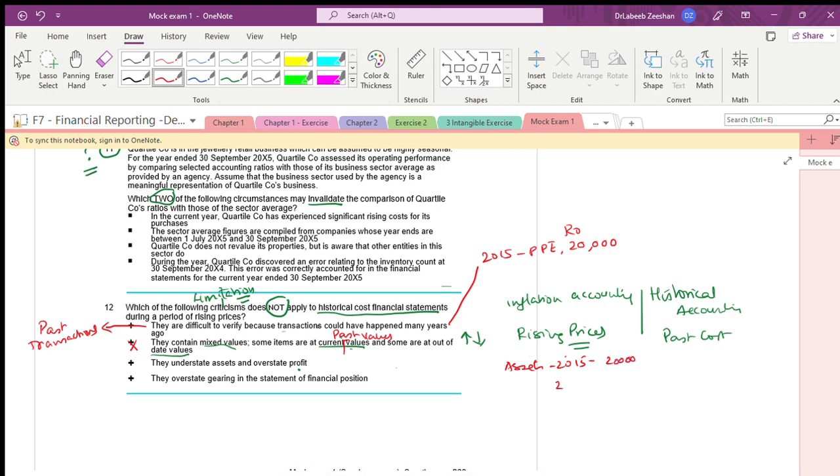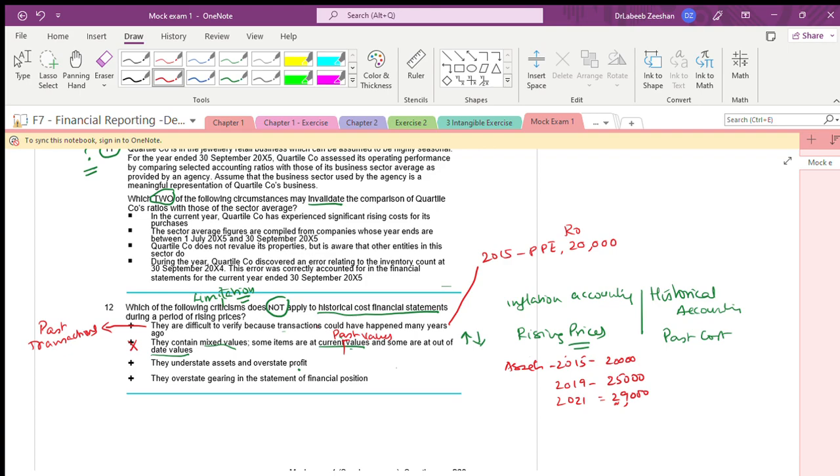Another asset has been purchased in 2019. Same asset, but the value is how much? Value is 25,000. The same asset has been purchased. Is it right? It comes to how much? 29,000. This is what inflation accounting is. Prices are rising. Is it right? If prices are rising, what will happen?